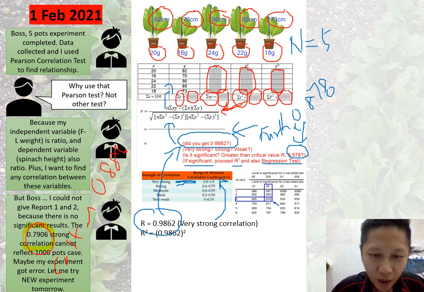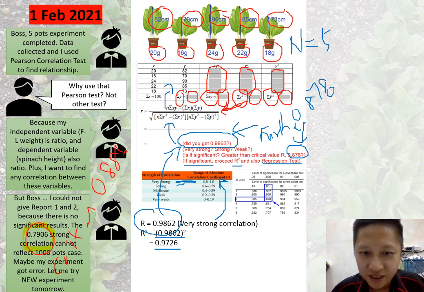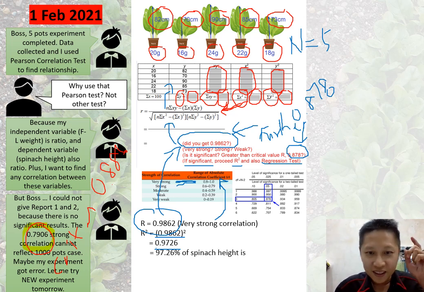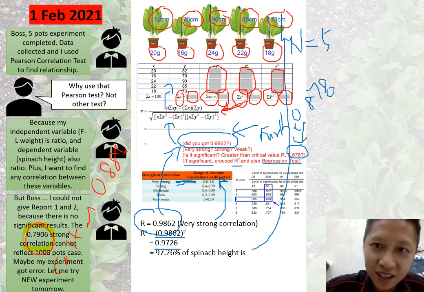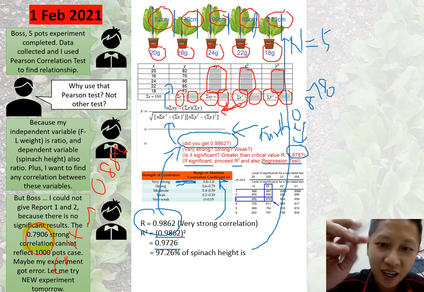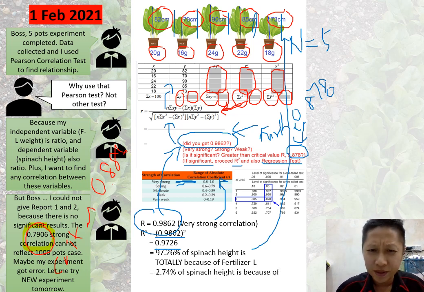And then R square, what does it mean? We get the number first. R square, after we square the 0.9862, we got this number, 0.9726. What does it mean? It means that 97.26% of the spinach height, the height here, the height there, is totally because of the fertilizer. How about the remaining 2.74%?